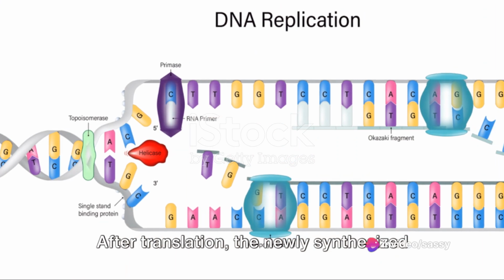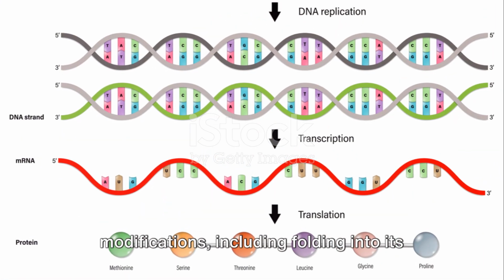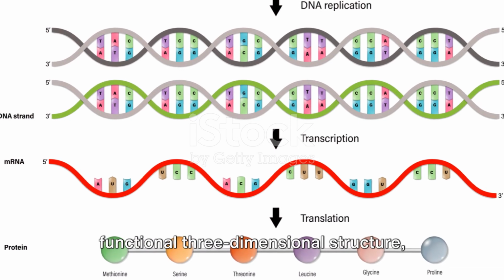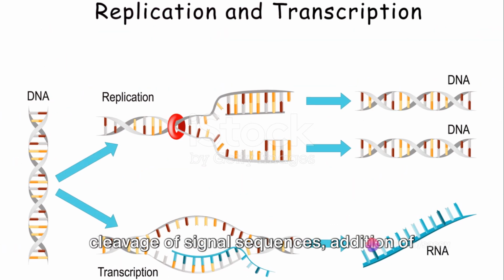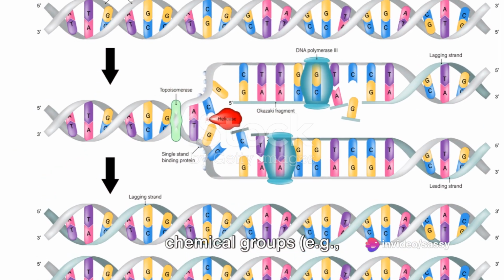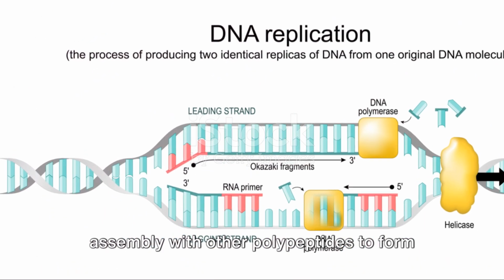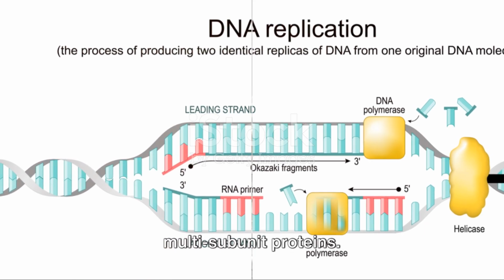After translation, the newly synthesized polypeptide may undergo various modifications, including folding into its functional 3-dimensional structure, cleavage of signal sequences, addition of chemical groups, for example phosphorylation, glycosylation, and assembly with other polypeptides to form multi-subunit proteins.